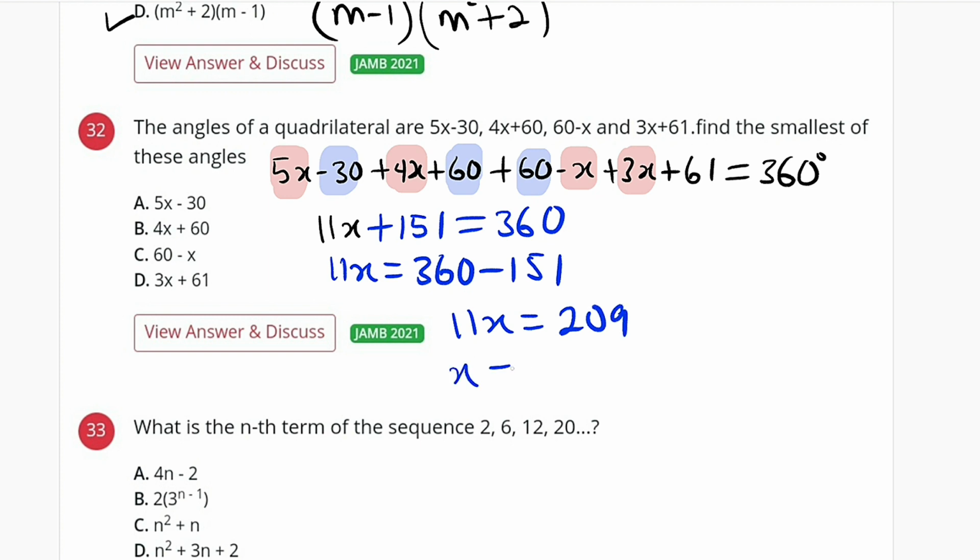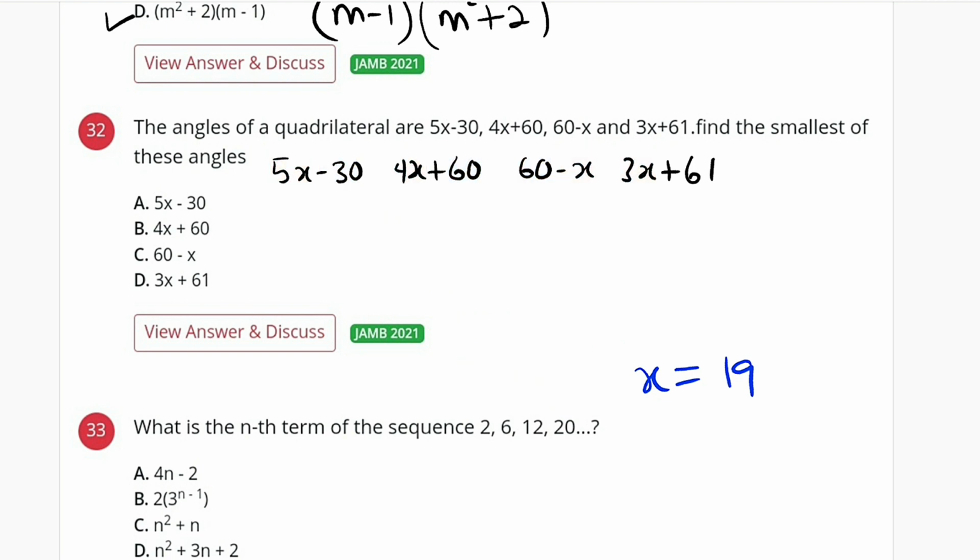Finally, x is equal to 209 divided by 11, and this is equal to 19. So x is equal to 19. If x is equal to 19, let us find all of these angles. So the first one, we have 5 times 19 minus 30. That will give us 65.